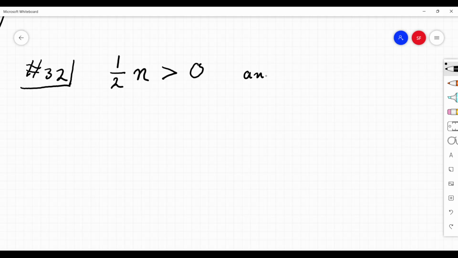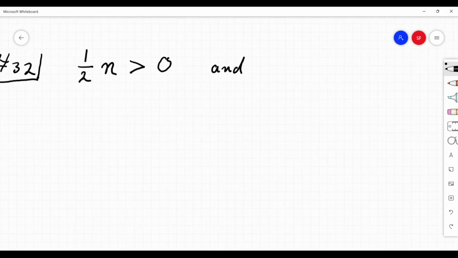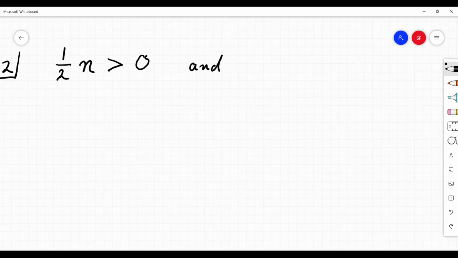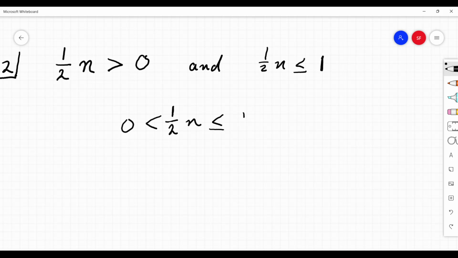And is less than or equal to 1. So that's what's happening here. If we wrote this as a compound inequality, it would be 1/2 n in the middle, right? Oh, I did that, except I put the 1/2 n on the wrong side. I put it on the left instead of the middle. Gotcha. 0 and less than or equal to 1.